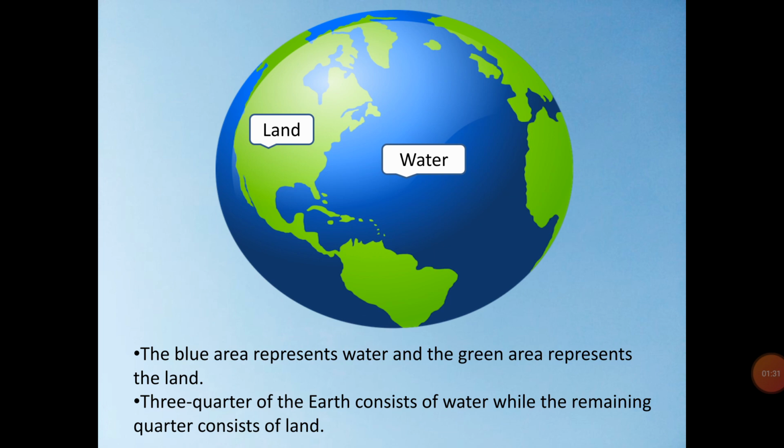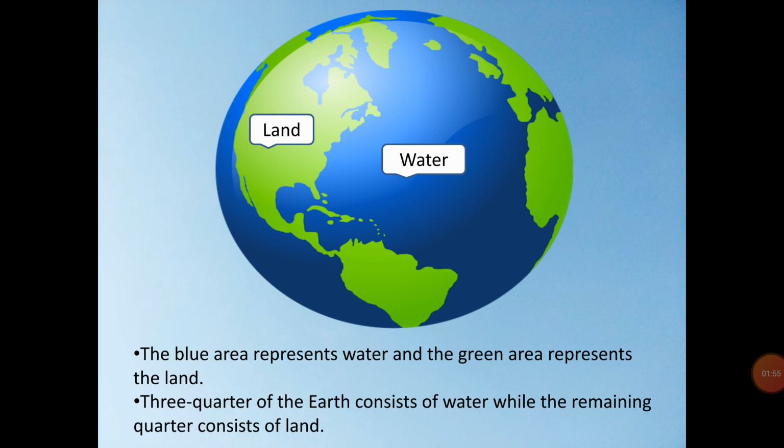So in this picture of Earth, wherever you see the color blue, that area has water in it. That area consists of water. And wherever you see the green area in this picture of Earth, that area has land. That area consists of land.